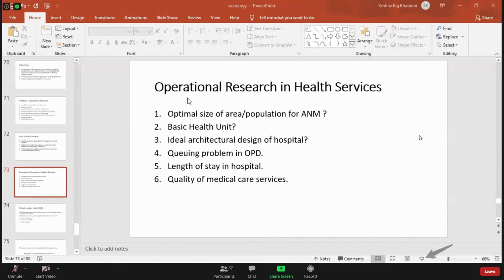For example, queuing problems in OPD, things like what can be done to improve the queuing problems in OPD, and length of stay in the hospital and quality of medical services. These are some examples of the areas where operation research can bring improvement.